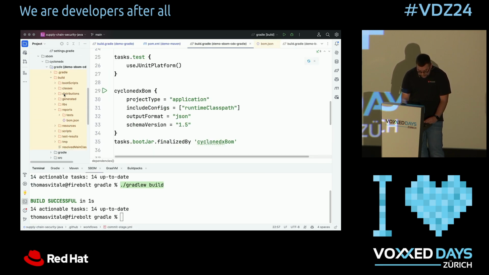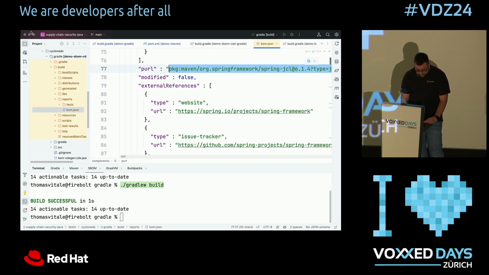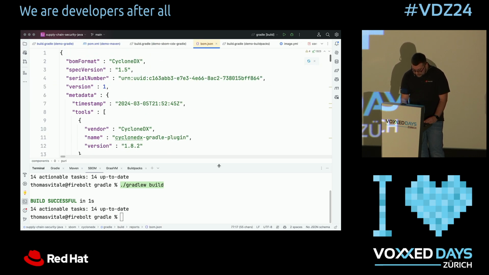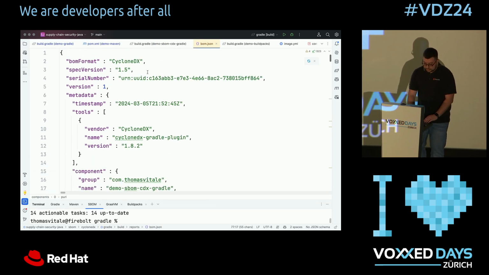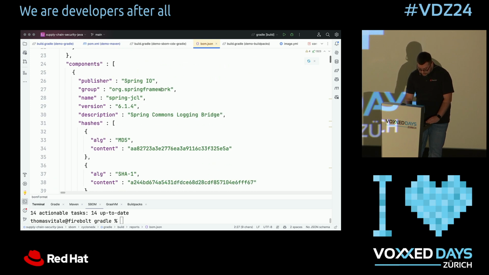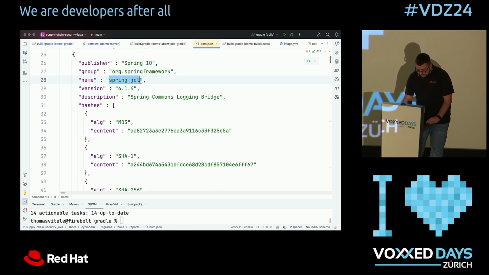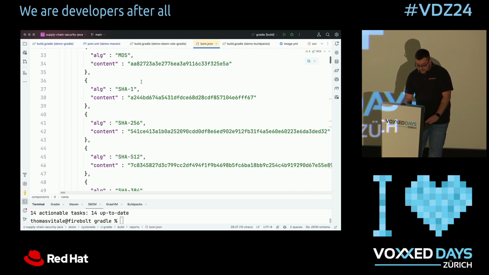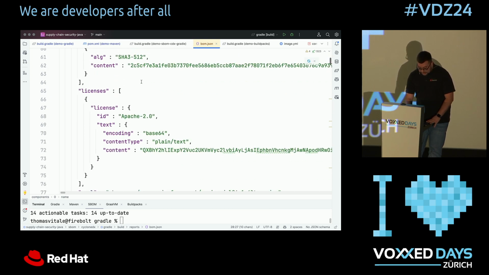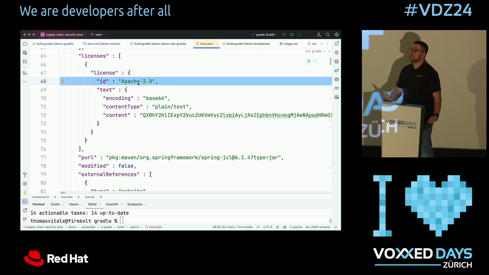Let's find it in the build folder. There it is. So you can see it's just a JSON file. It follows the format from CycloneDX version 1.5. It contains all the components in my application. As an example, we have this component. I can see the name, the group, the publisher, Spring JCL. I can see all the hashes that I can use to verify integrity. I have the license information, so I can verify license compliance.